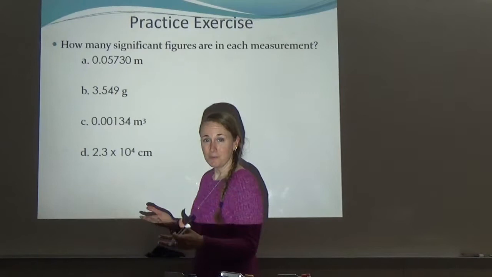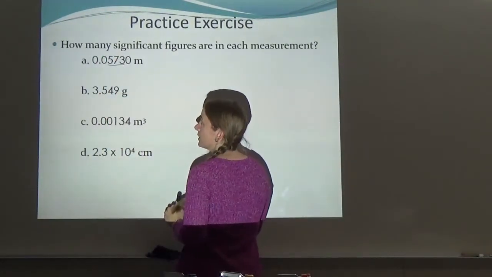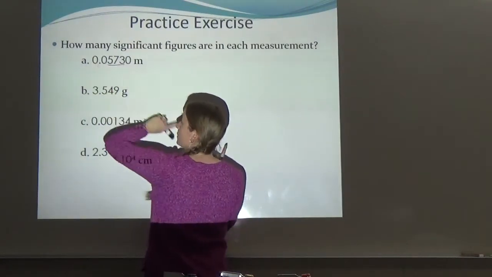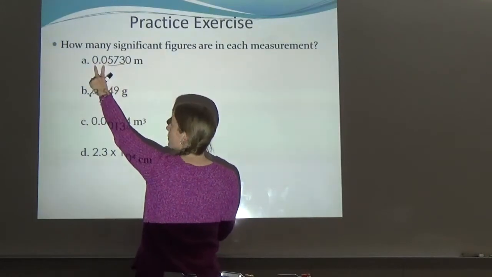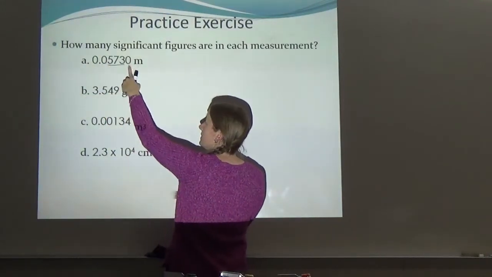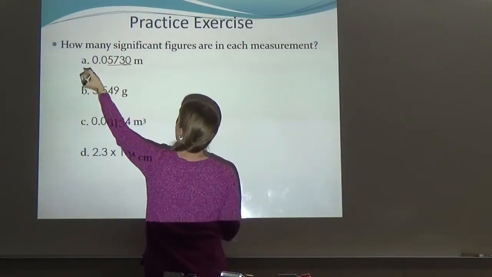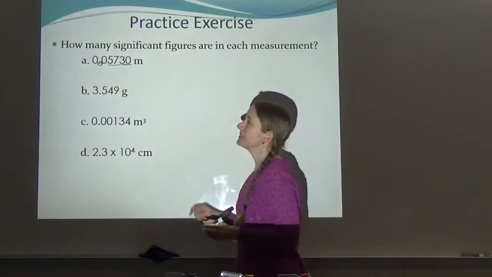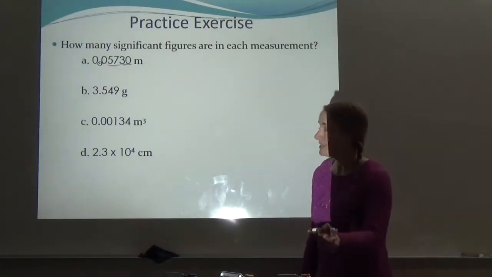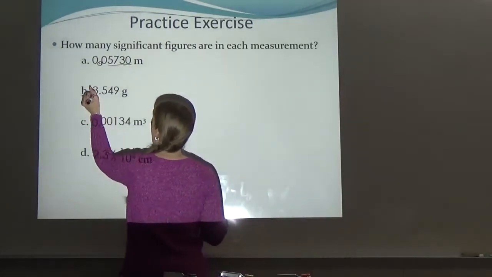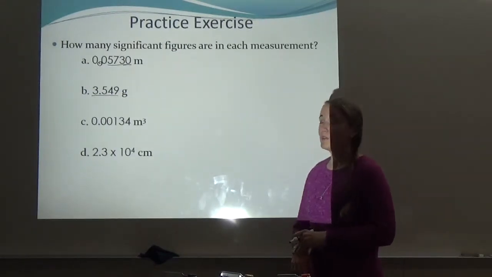All right, so I'm going to assume you paused it, and let's go. So 5, 7, and 3 are significant because they're not zeros. These 2 zeros are to the left or in front of the significant figures, so neither of them are significant. This 0 is in back or to the right of the significant figures, so it is significant because I can see the decimal point. So hopefully you got that one right. Part B should be super easy. None of them are zeros, so they are all significant. All right, hopefully you got that one right.